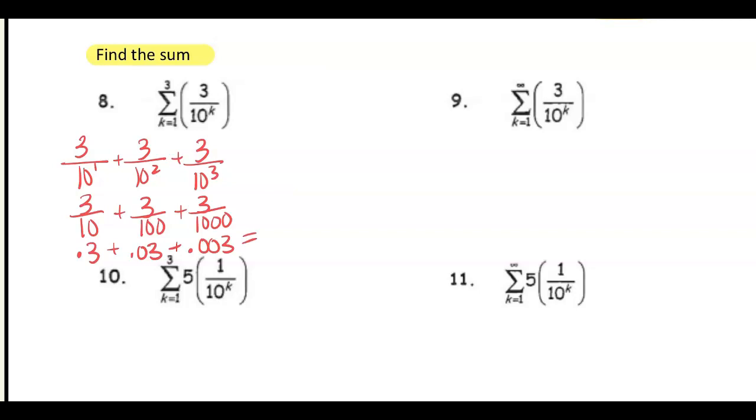So for this question, my decimal is going to be 0.333. Don't put in a repeating symbol, because we're not going to keep this going. This literally ends at 3. So we're just putting those first 3 terms. This is my decimal answer.